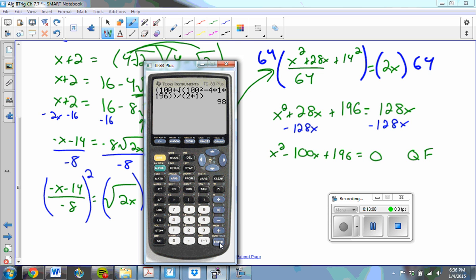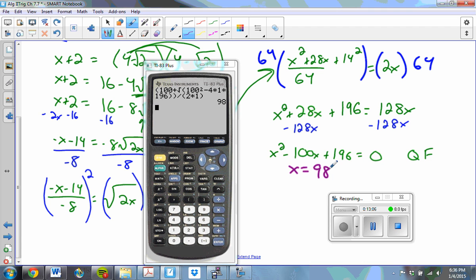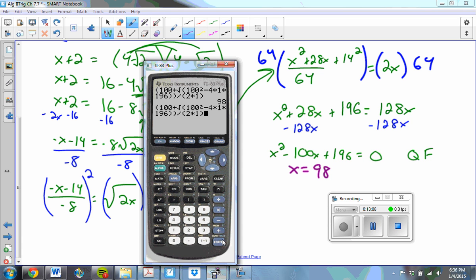One of my answers is 98. Okay, and find the other one. Change plus to a minus. And the answer is 2. One of these doesn't work.